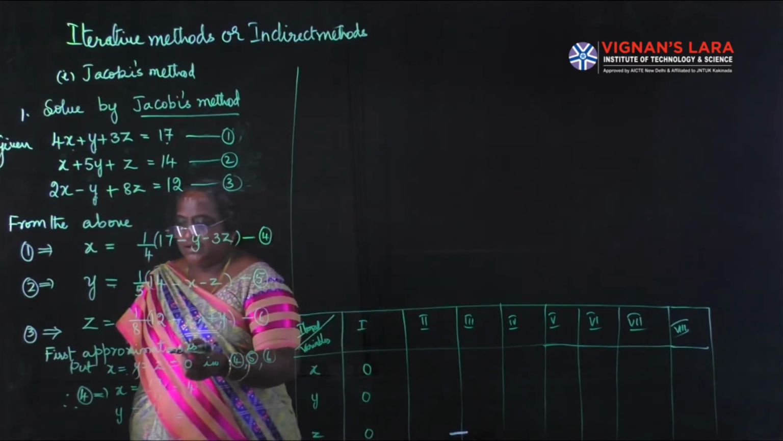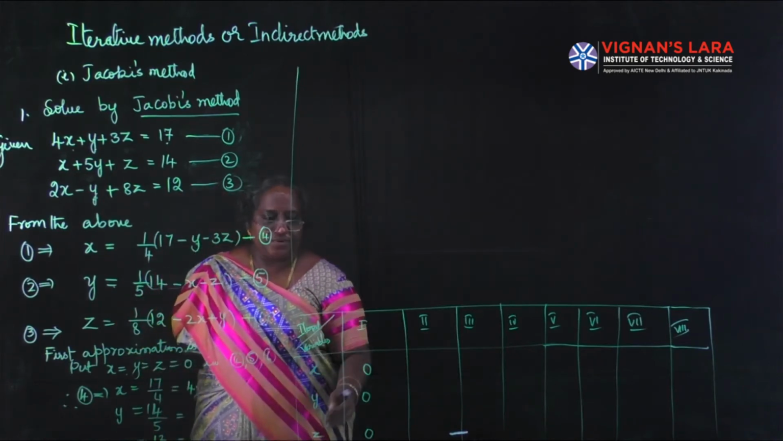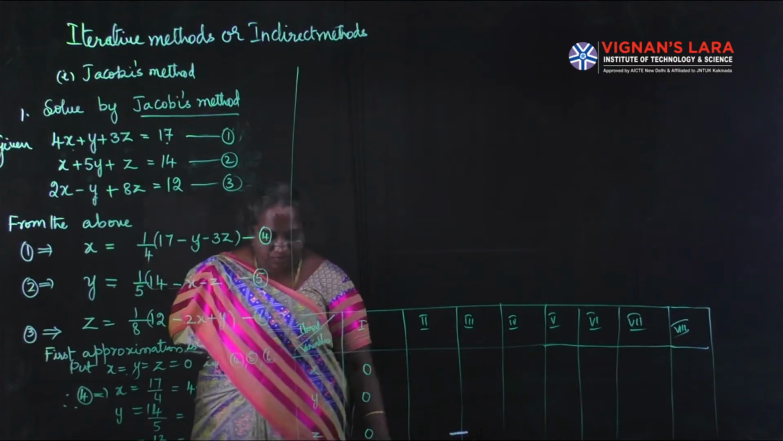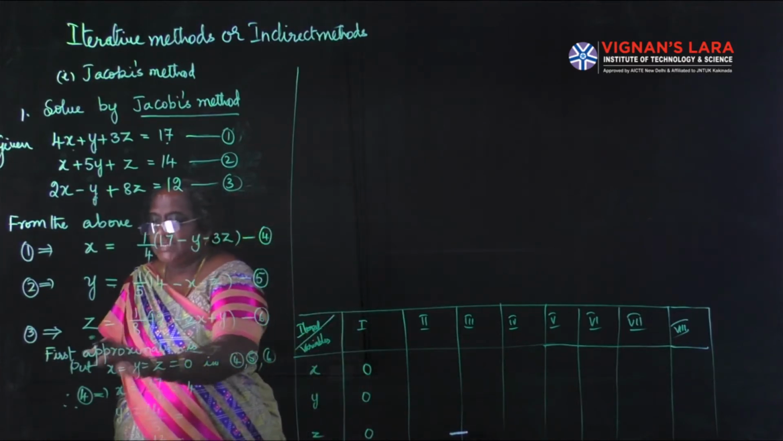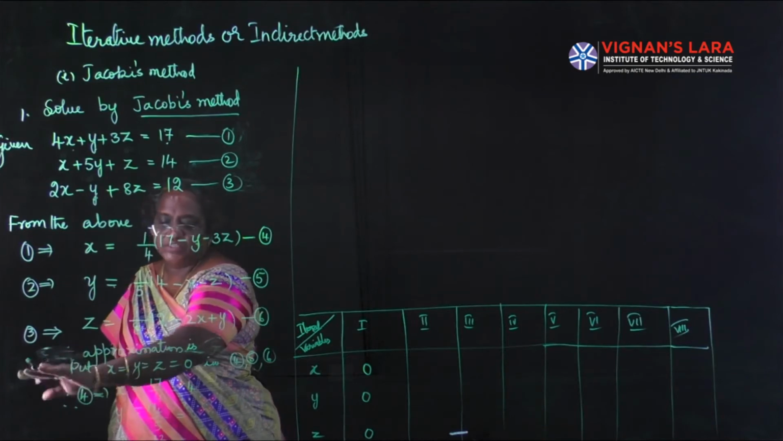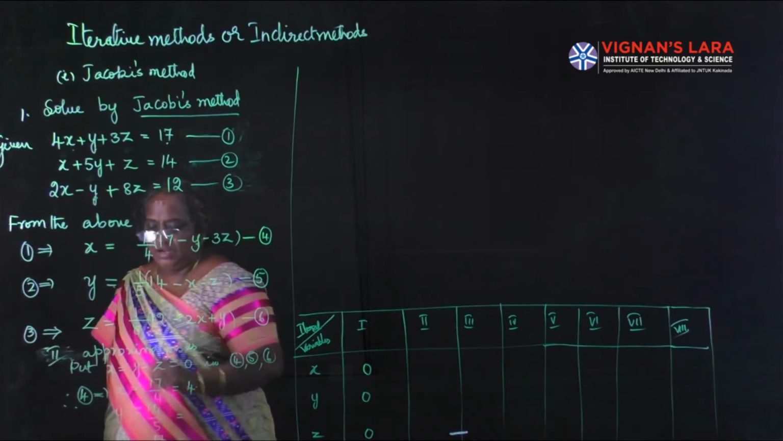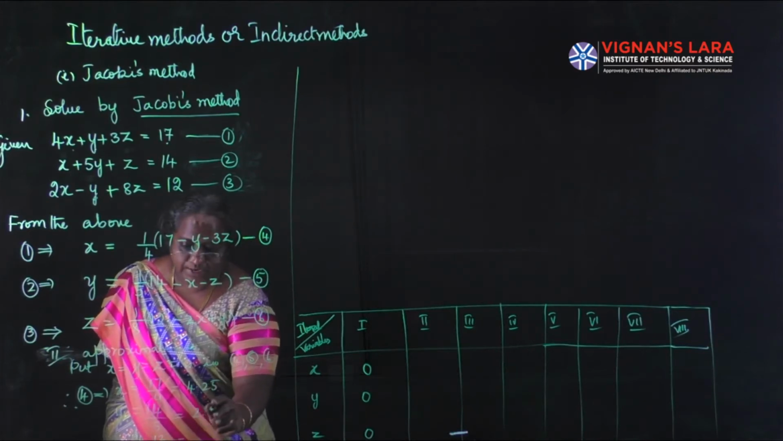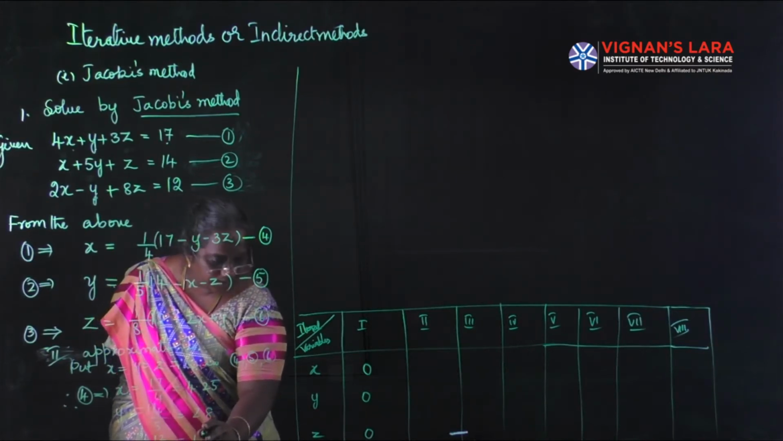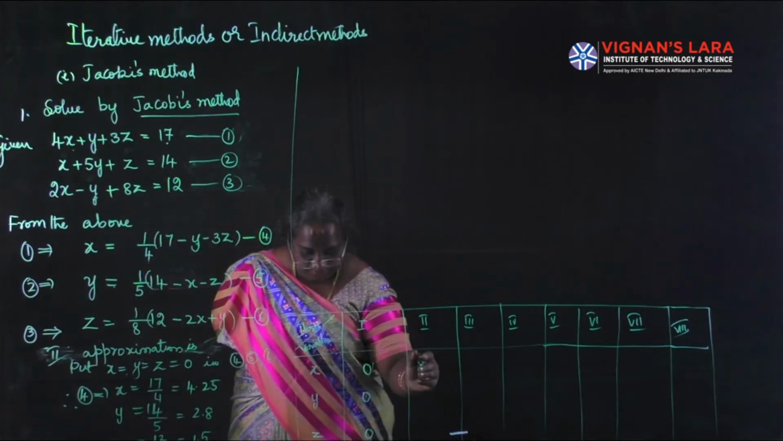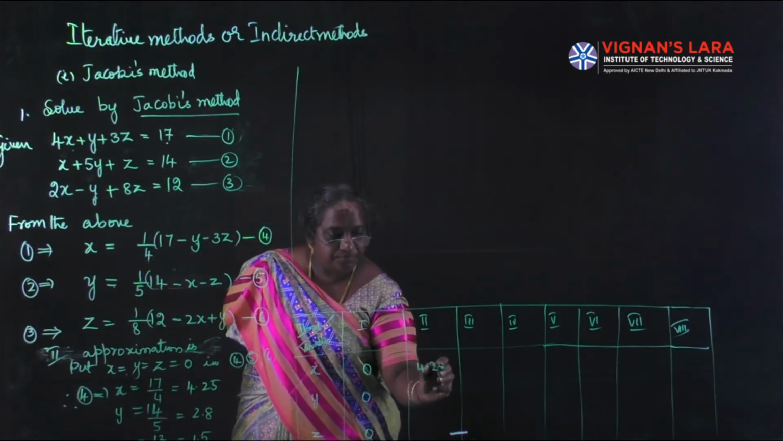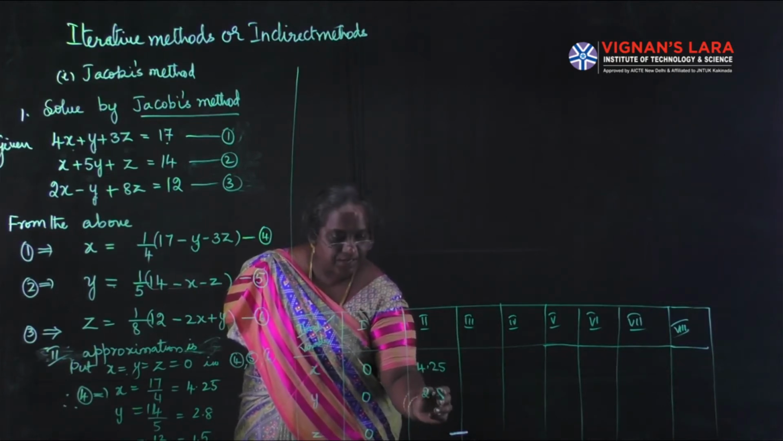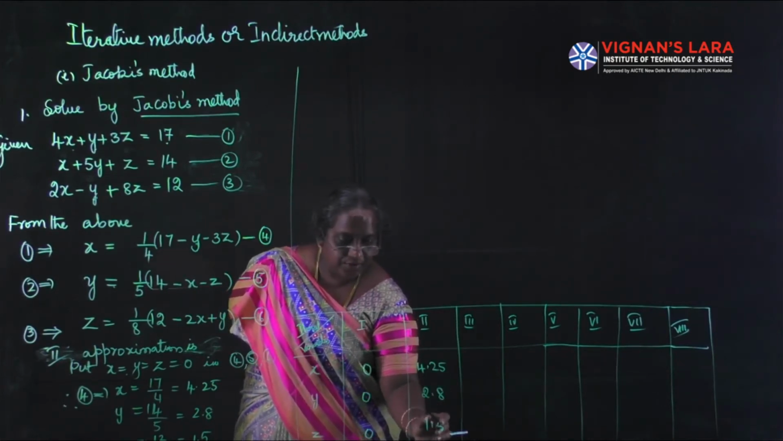So in the first approximation, x is 0, y is 0, z is 0. That is the initial approximation, or we can take the first approximation as the values we get now also. So the second approximation, from the first approximation 0, 0, 0, is 4.25, 2.8 and 1.5. So I will write these values: 4.25, and at the bottom of the page or on the next page you can write 2.8, 1.5.